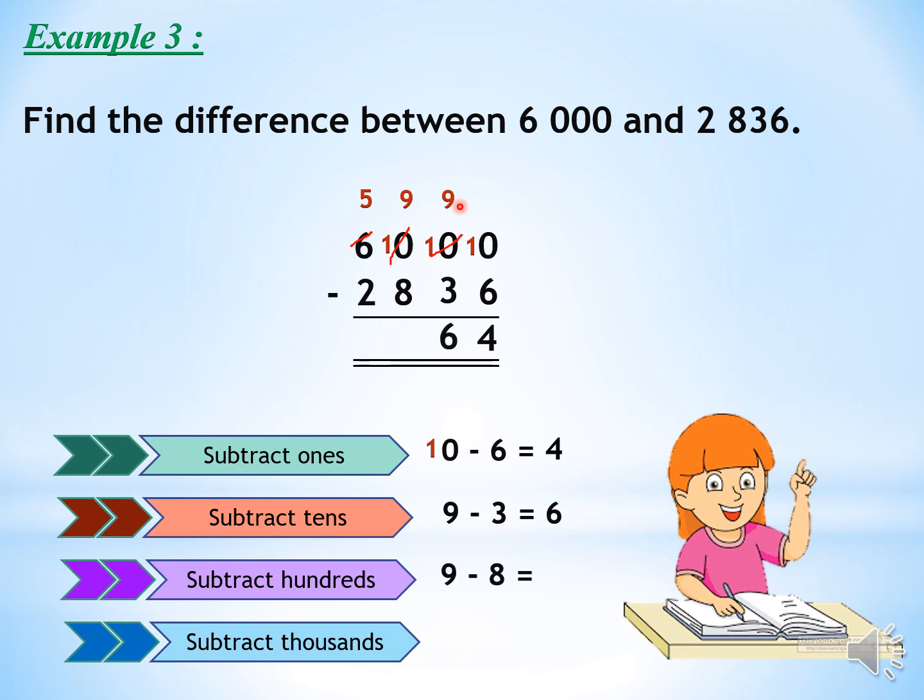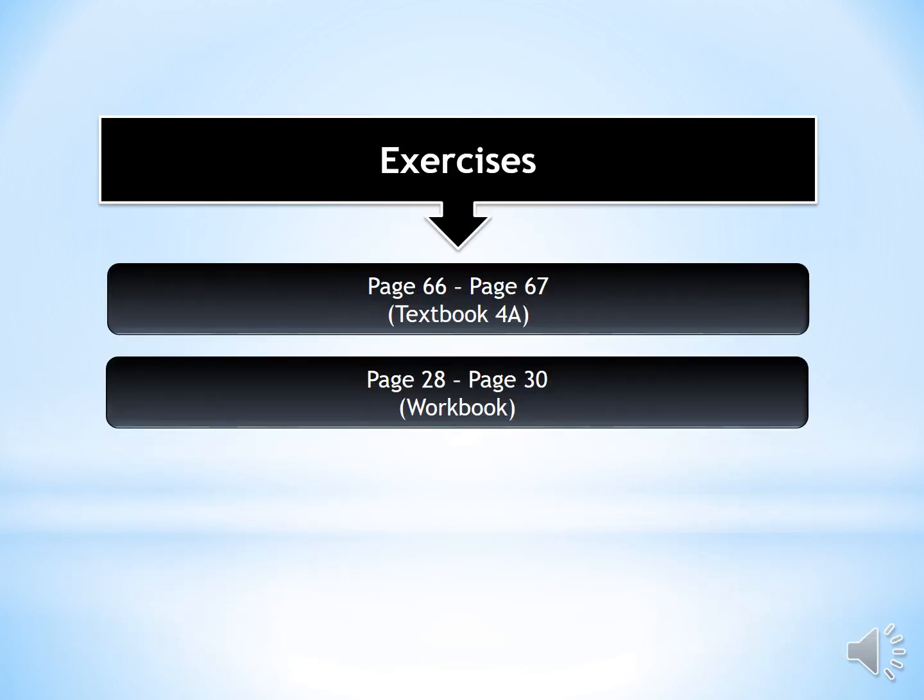Next, 900 subtract 800, 1. 5000 subtract 2000, 3. So, the difference between 6000 and 2836 is 3164. Subtraction with regrouping. Those type of examples and exercises can be seen in these page numbers in the textbook and the workbook. Don't forget to keep them completed.